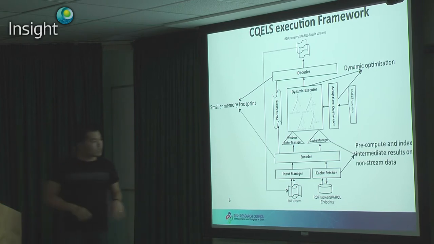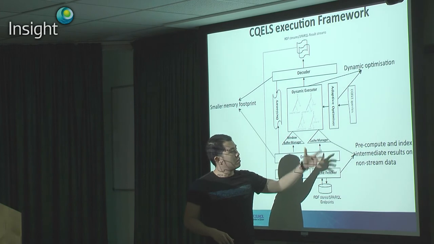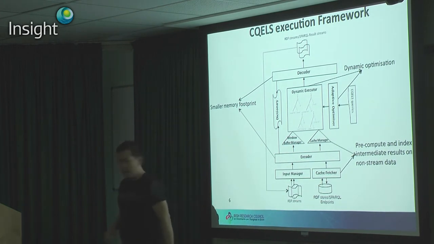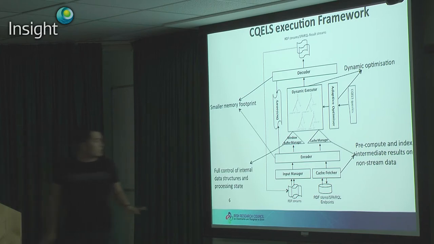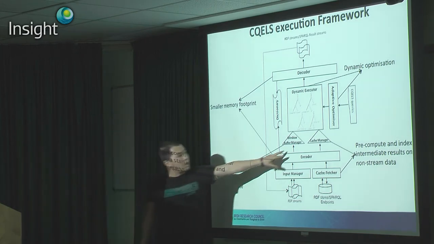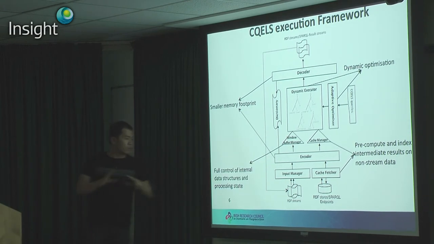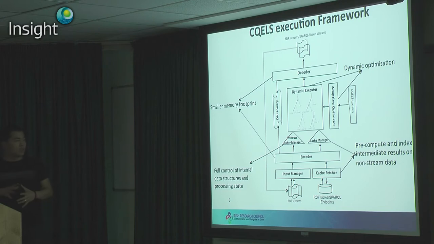Another thing is that we can do a lot of pre-computation and index intermediate results that come from static data, like from an RDF store, and it improves performance. If you're interested in this part, we have another presentation and paper about it, but I won't go into too much detail. We also have full control of the data structure and processing state, which allows us to do a lot of things with the engine and even scale the system into the cloud.